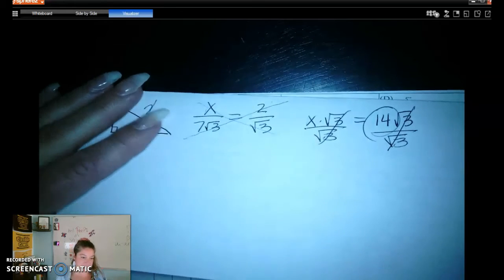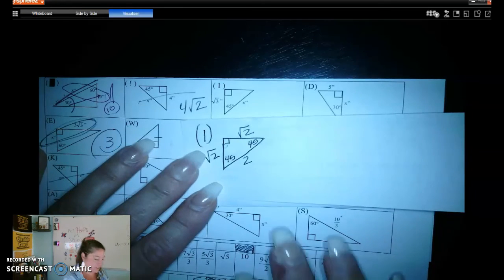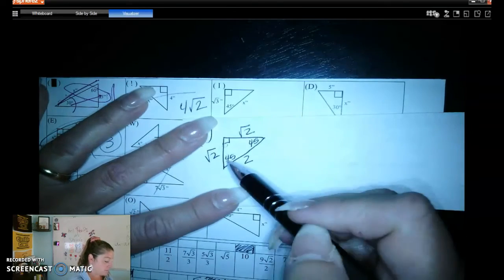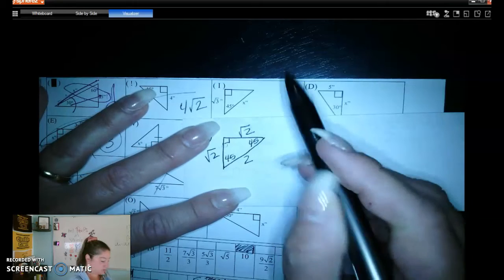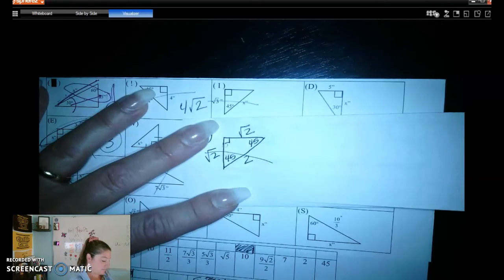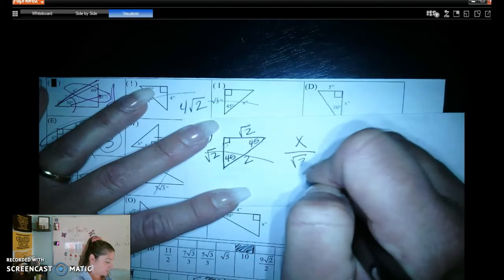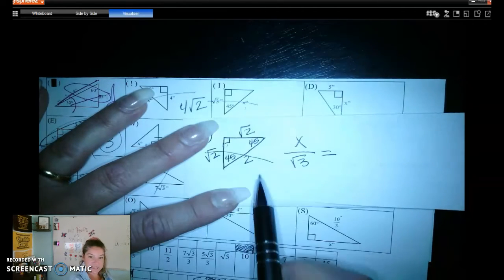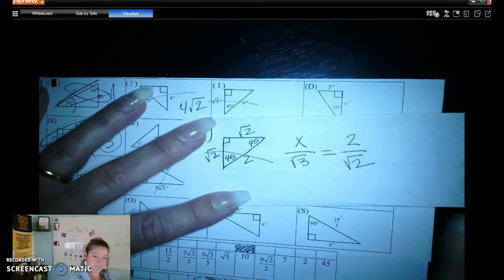Okay. All right, so I kind of jumped up to letter I, because letter I is another one that's a little on the hairy side. So I just wanted to jump up and kind of talk to you about this one. So I drew the 45, 45, 90 triangle. I labeled it with my numbers, and then we're going to go set up this proportion and solve. So we're going to have x over the square root of 3, and because I did x first, I have to do 2 first. So 2 over the square root of 2, okay?